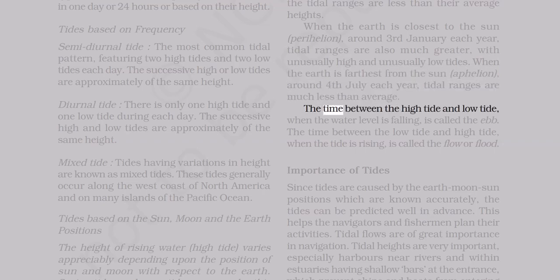When the Earth is farthest from the sun (aphelion), around the 4th of July each year, tidal ranges are much less than average. The time between the high tide and low tide, when the water level is falling, is called the ebb. The time between the low tide and high tide, when the tide is rising, is called the flow or flood.